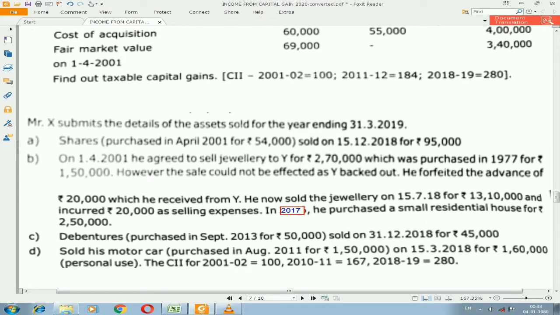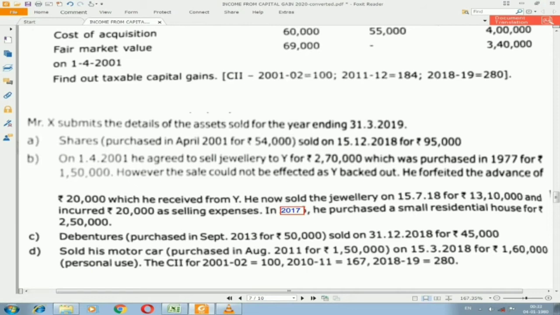Mr. X submits the details of assets sold for the year ending 31/3/2019. First we have shares, which is purchased in April 2001 for rupees 54,000, sold on 15/12/2018 for rupees 95,000. Secondly, on 1/4/2001 he agreed to sell jewellery to Y for rupees 2,70,000, which was purchased in 1977 for rupees 1,50,000. However, the sale could not be effected as Y backed out. He forfeited the advance of rupees 20,000 which he received from Y. He now sold the jewellery on 15/7/2018 for rupees 13,10,000 and incurred rupees 20,000 as selling expenses.